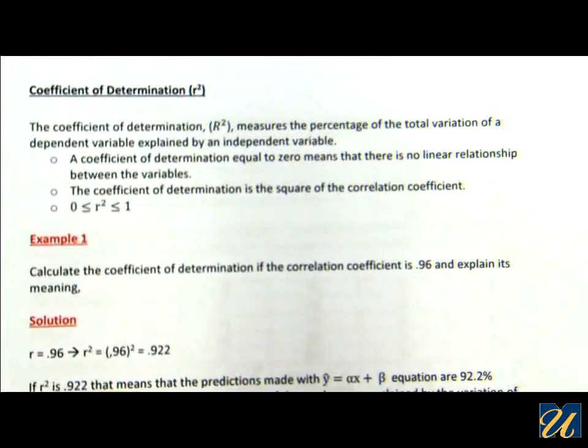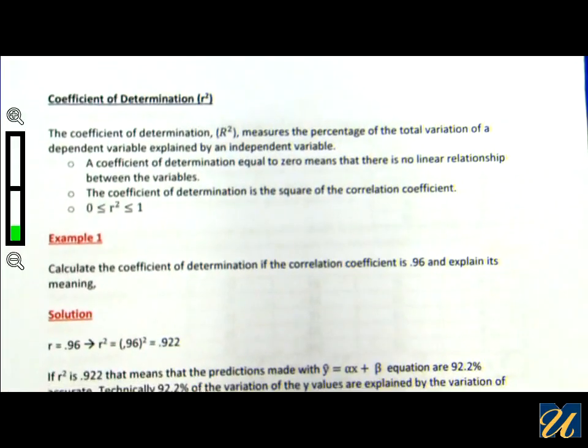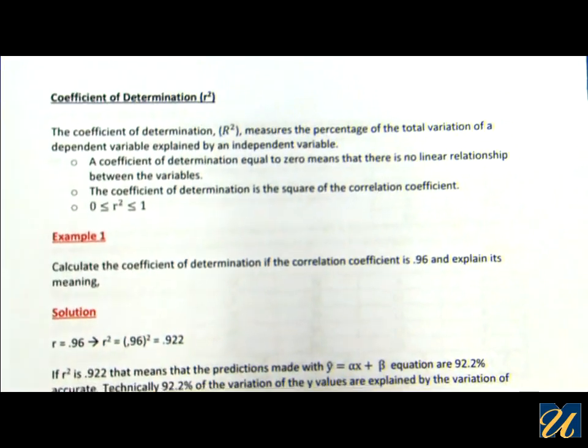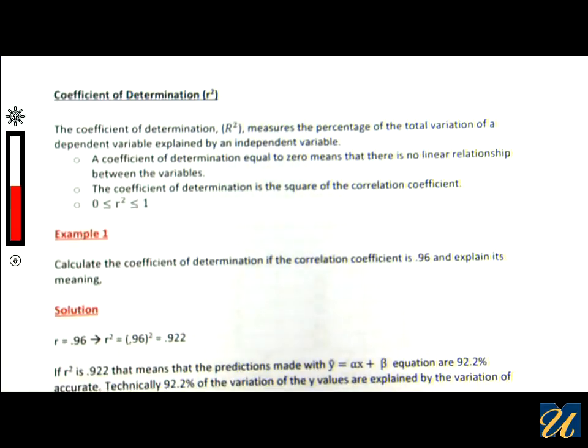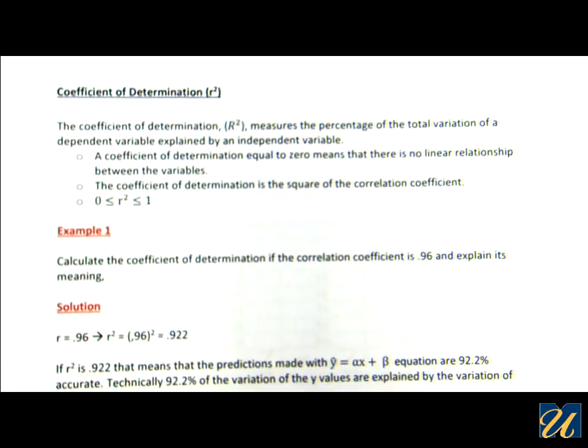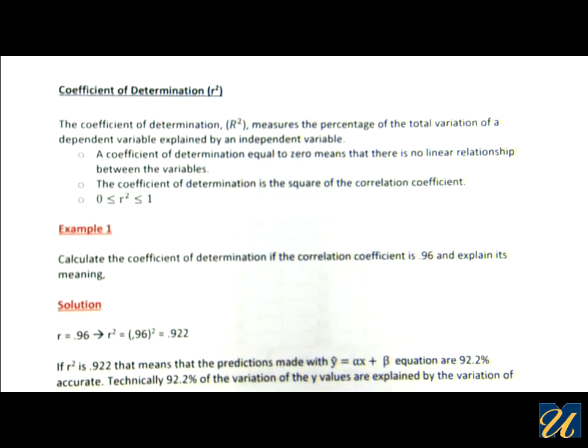The last topic for this chapter has to do with the coefficient of determination. The coefficient of determination is r squared. It measures the percentage of the total variation of a dependent variable explained by an independent variable. When a coefficient of determination is 0, that indicates that there is no linear relationship between the variables. The range of values that r squared takes obviously is from 0 to 1 since it is a square.